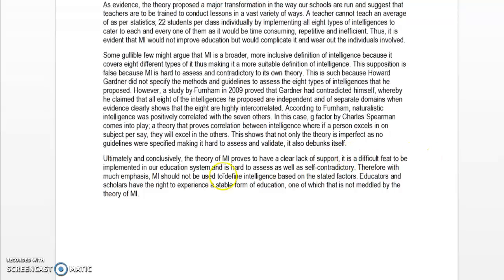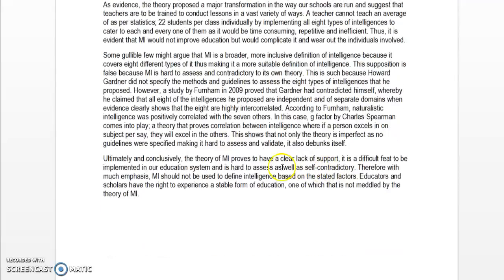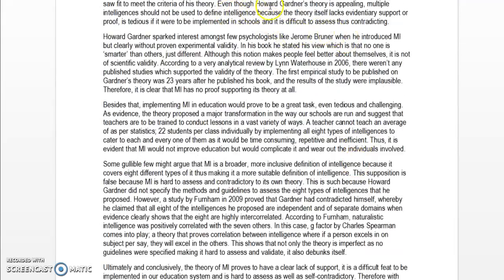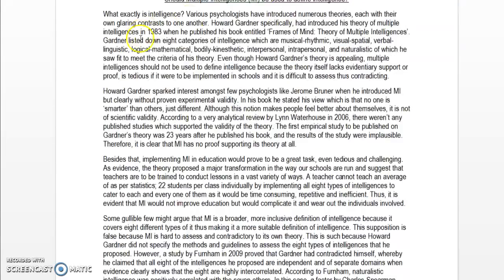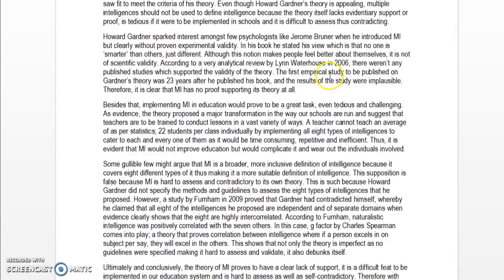It is ill-fit to be implemented in our education system. See, again paraphrased, and it's hard to access as well as self-contradictory. Okay, so this is again paraphrased from the last sentence of your introduction, which is the thesis statement. So the thesis statement will always be the last sentence of the introduction, and it has to be one sentence only. So this is an argumentative essay.